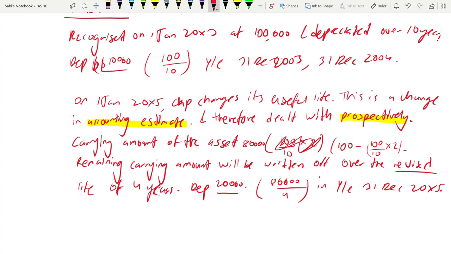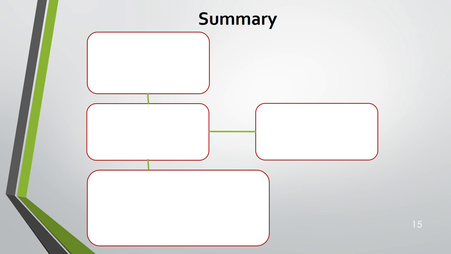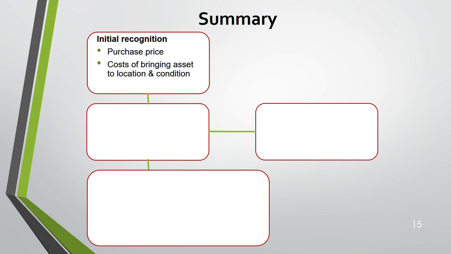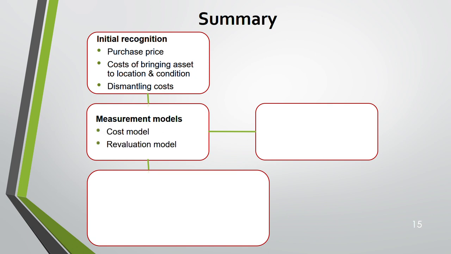So that's it. We'll be summarizing what we have gone through in this lecture. We started this lecture with initial recognition, where we told we initially recognize it at cost. And these are the costs that you capitalize: purchase price, cost of bringing the asset to location and condition, and dismantling cost. Costs other than these three are expensed in profit and loss, like admin, overhead, recoverable sales tax, cost of relocating, training staff. Then the two measurement models, cost and revaluation, but you have to choose which one gives you more relevance. If the difference between the fair value and the cost is material, you have to use the revaluation model. If the difference is not so material, you can go by the cost model.